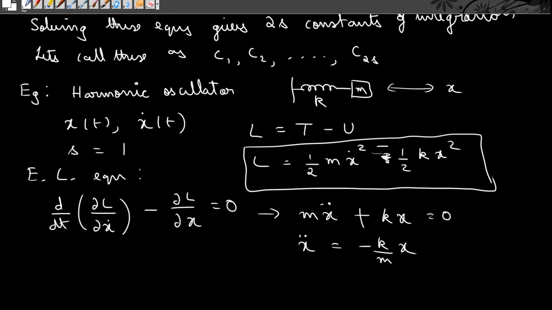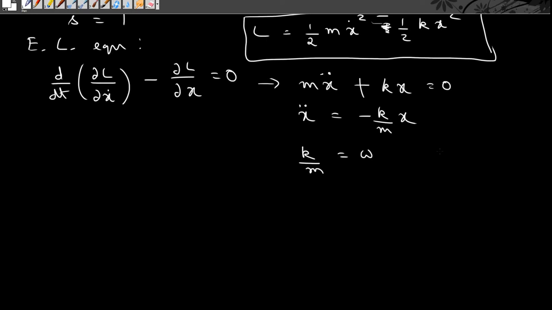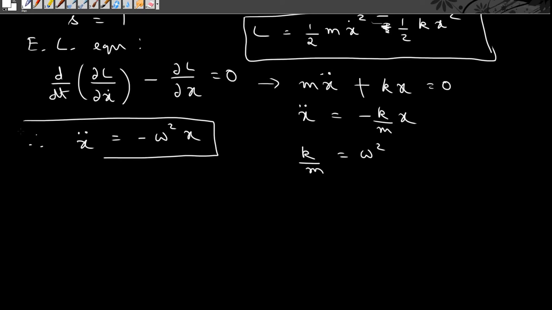We are going to call this k by m as omega square, where omega, as we will see later on, is called the characteristic frequency of the harmonic oscillator, or the resonance frequency. So we have the equation of motion, x double dot equals minus omega square x. As we know, this is a second order differential equation.